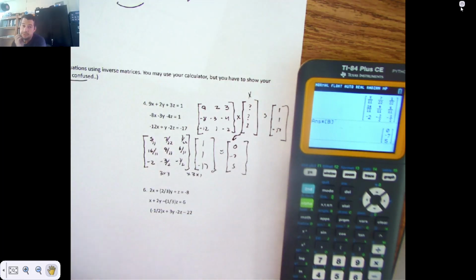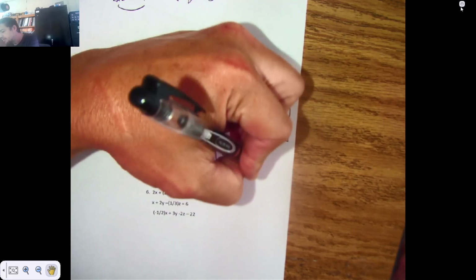And I'm supposed to actually solve the system here. Well, x is 0, y is negative 7, and z is 5. So I get this ordered pair: 0, negative 7, 5. The technique you're using is a nice, easy technique.